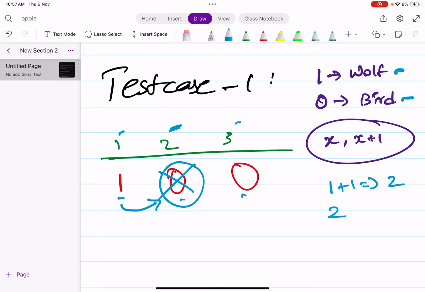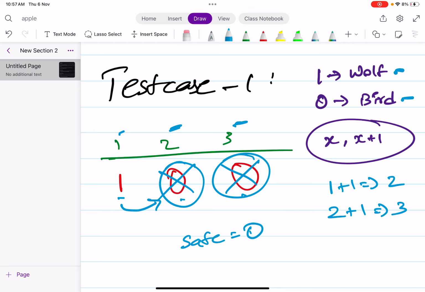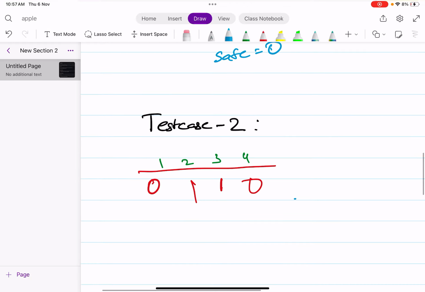Now the wolf is at position 2. The bird that it can eat is just adjacent to the right of it, that is 3. Do we have a bird at the right-hand side at index 3? Yes, we do. So the wolf eats it as well, and hence there are no more characters left, and in this case the number of birds that are safe is 0. Let's go through one more test case.